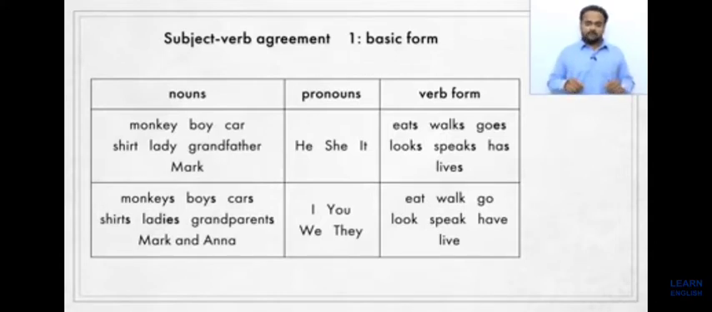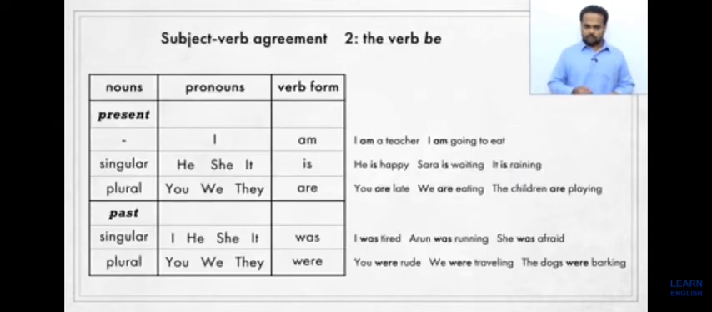The rule is for a singular subject, you add S to the verb, and for a plural subject, you just use the verb in its base form without S. This rule works for all verbs: walk, go, look, speak, ring, have, live, do, talk, play, etc., etc. Actually, this rule works for all verbs except for one, and that's the verb be. The verb be has its own subject-verb agreement rules. Let's talk about them now.